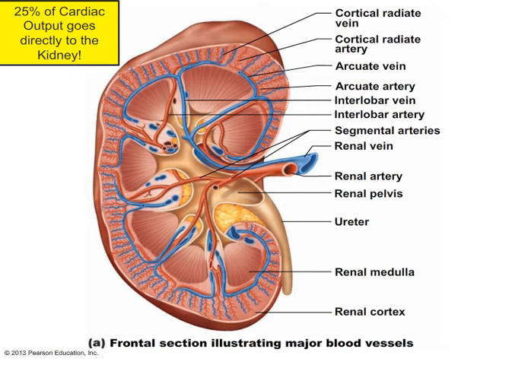Now the venous circulation is basically the opposite of what we saw in the arterial circulation. So venous blood is picked up by our cortical radiate veins. It then proceeds to our arcuate veins and into our interlobar veins, and finally into the segmental veins and exits the kidney via the renal vein.